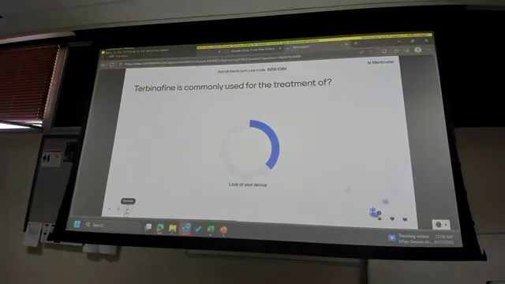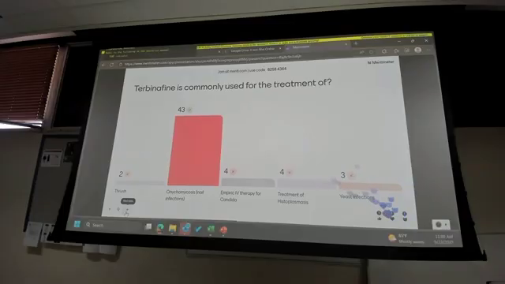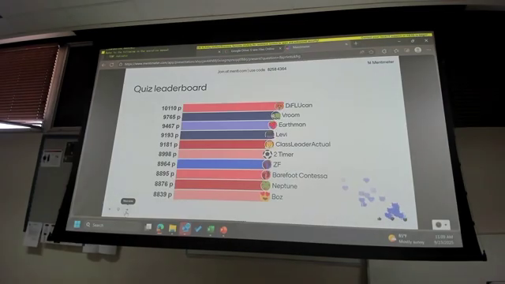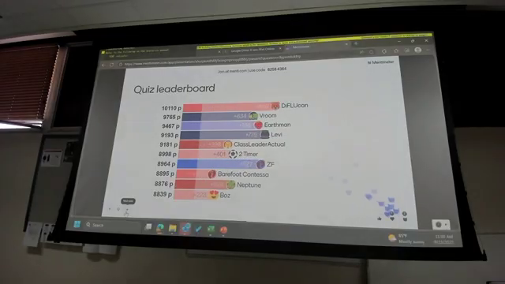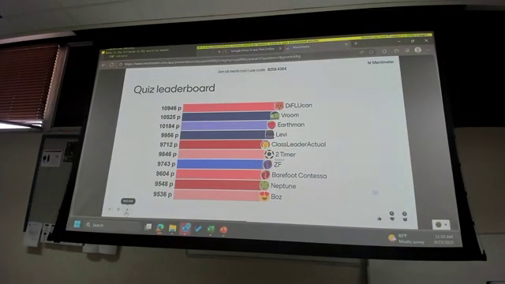Terbinafine is commonly used for the treatment of what? Yes, so the biggest thing I want you to know about this drug is treatment of nail infections. Alright, let's see who we have in the lead.